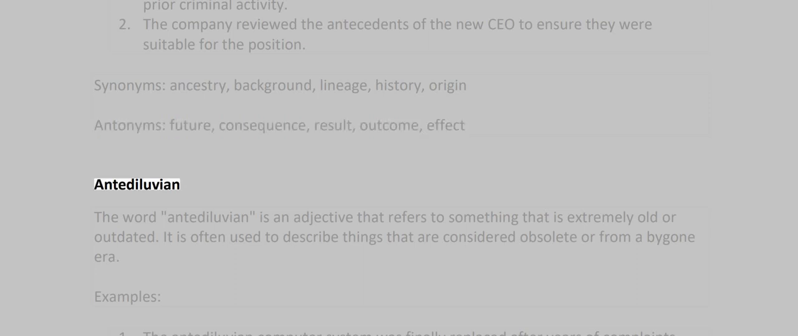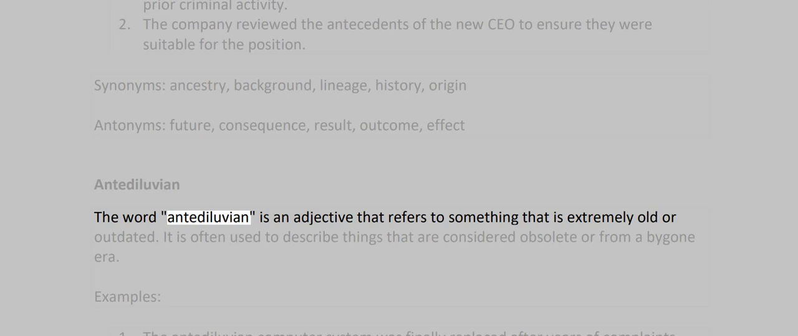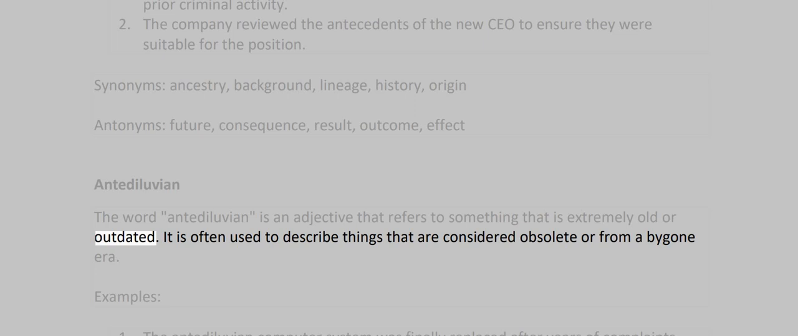Antediluvian. The word antediluvian is an adjective that refers to something that is extremely old or outdated. It is often used to describe things that are considered obsolete or from a bygone era.